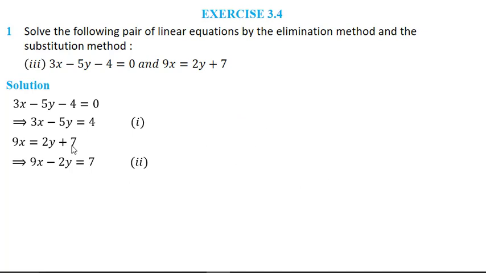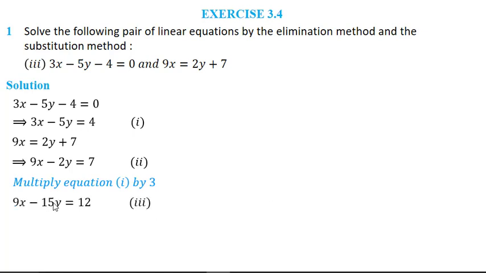Now here 3x is there and here we have 9x. So what we can do is multiply equation 1 by 3, or else if I want to make the coefficient of variable y the same, then I will multiply equation 1 by 2. So that will make the coefficient of y as 10, and the second equation I will multiply by 5. So I will get the coefficient of y as 10. So as the coefficient of y is the same, I will subtract and I will get the value of x.